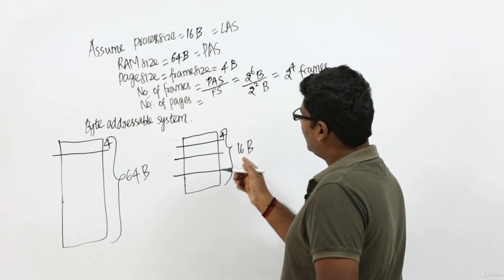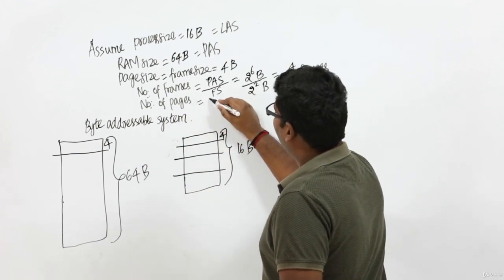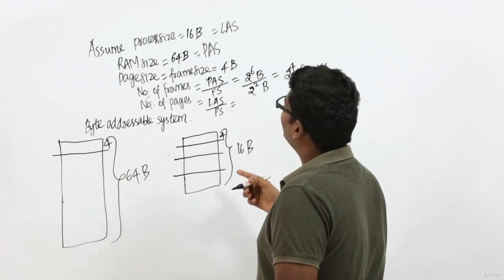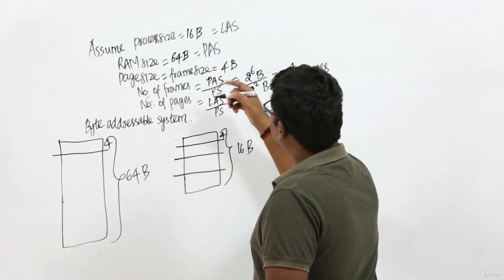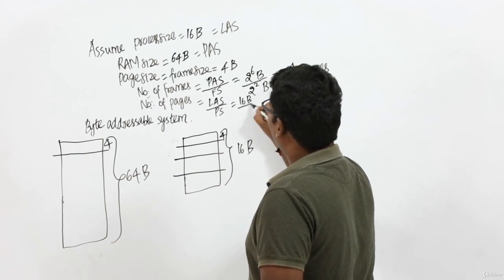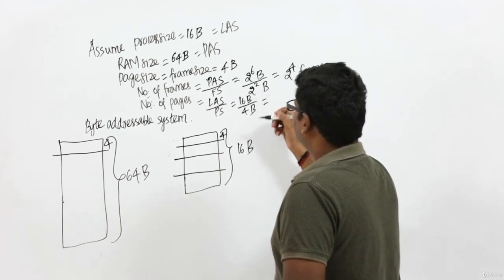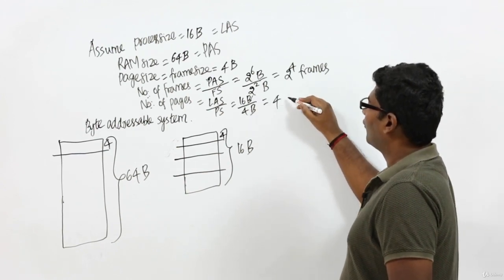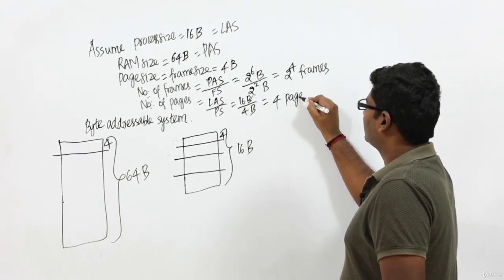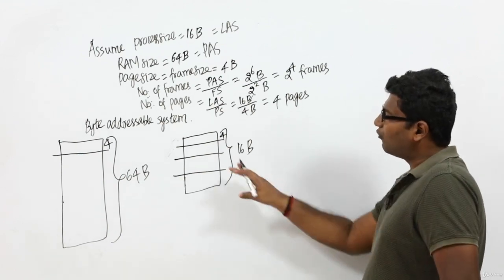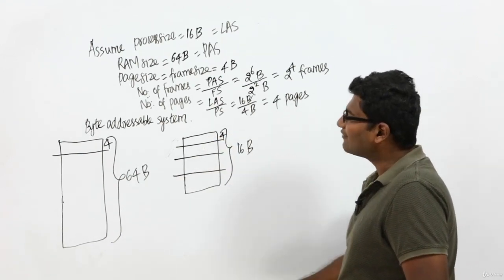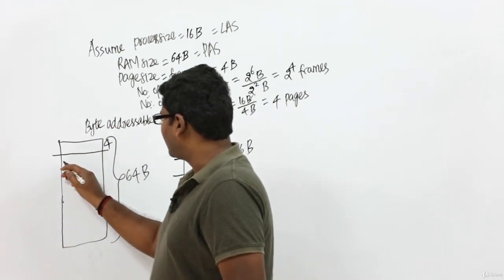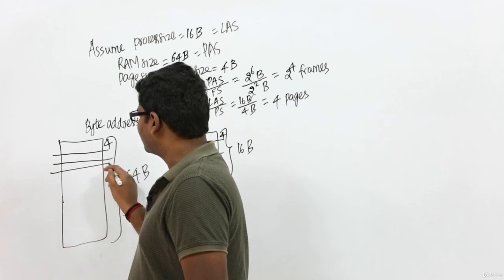Now, how did I get this 4? Number of pages is nothing but logical address space divided by page size. Logical address space is 16 bytes divided by 4 bytes. The bytes get cancelled, and 16 divided by 4 is nothing but 4. So we have a total of 4 pages and a total of 16 frames present inside the RAM. Let me draw the 16 frames, so that it will be easier to understand.